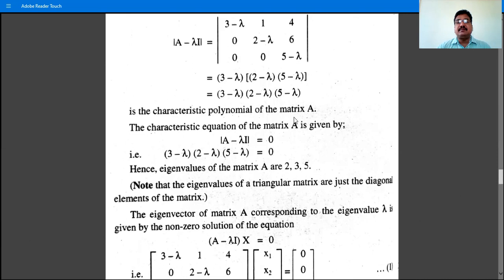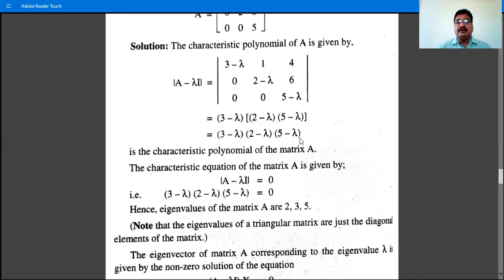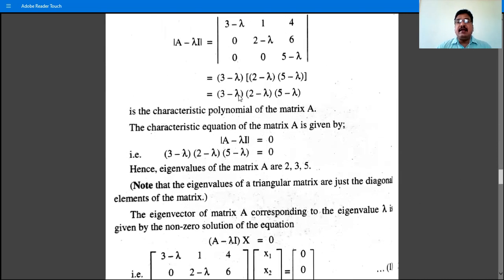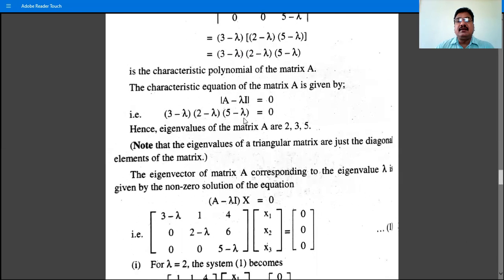This is the characteristic polynomial of A, or we can denote the characteristic polynomial of A as lambda minus 3, lambda minus 2, lambda minus 5, because the characteristic polynomial is the determinant of lambda I minus A, or we can change the sign and write it that way. Then the characteristic equation of A is the determinant of A minus lambda I equal to 0, or the determinant of lambda I minus A equal to 0, either one.